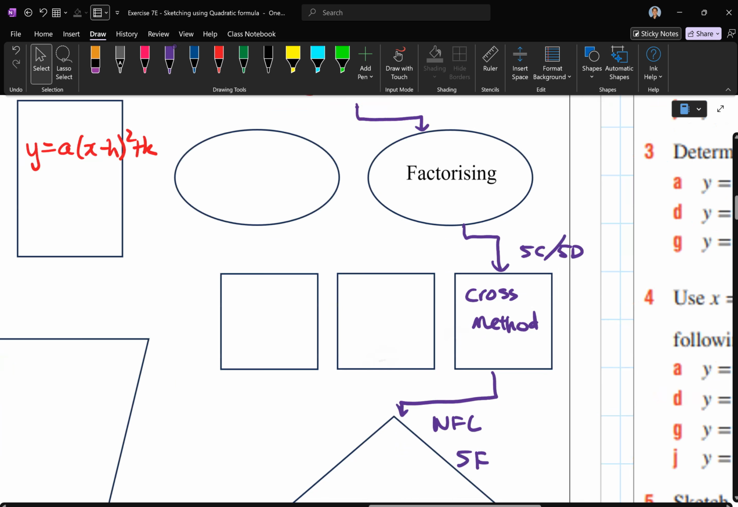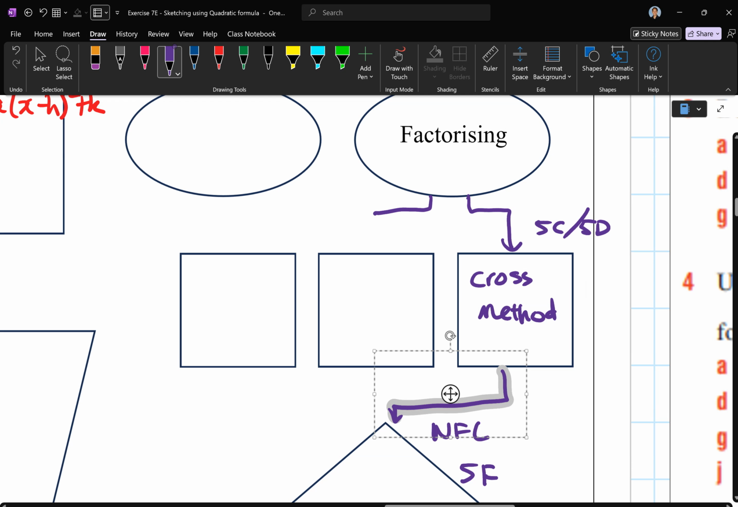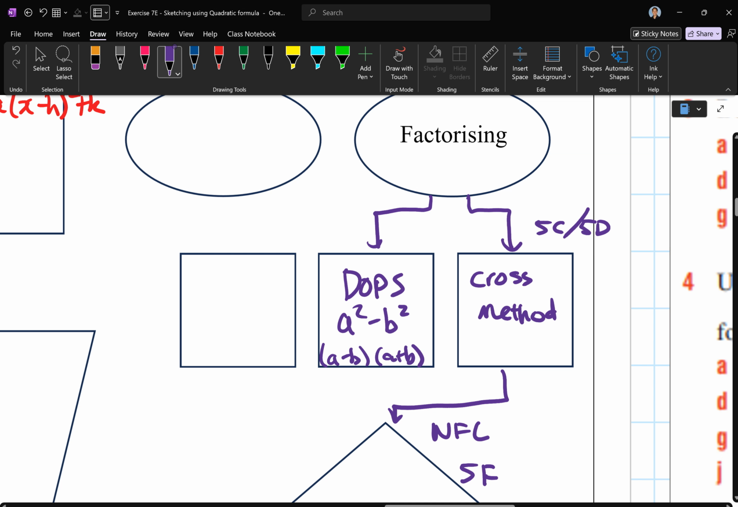Yeah? Along the way, you also learnt another type of factorizing. You had DOPS: a squared minus b squared equals a bracket minus b, a plus b. Right? Then you also learnt a third method of factorizing, completing the square. That was 5E.